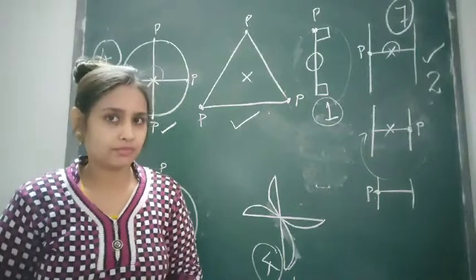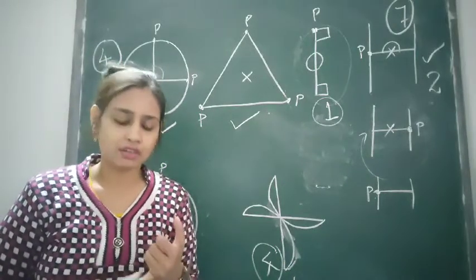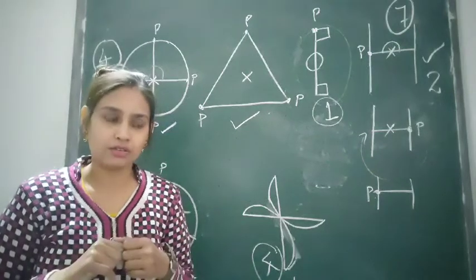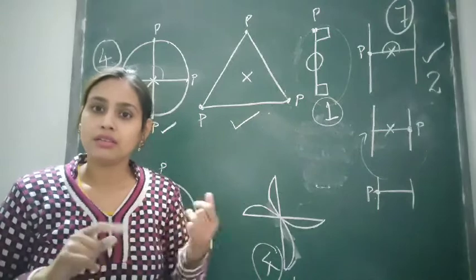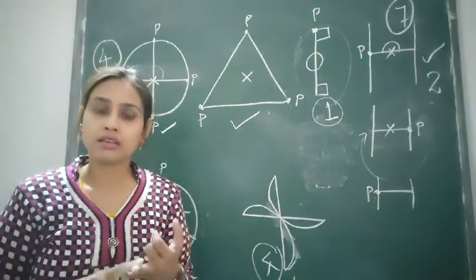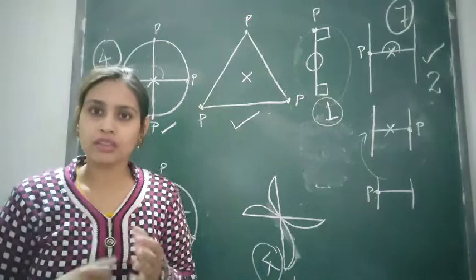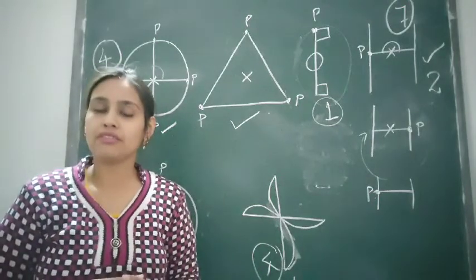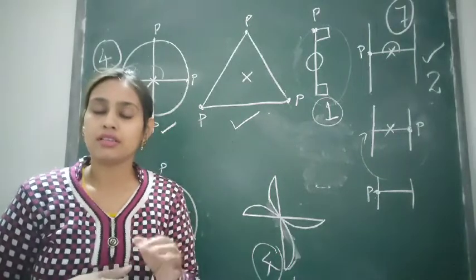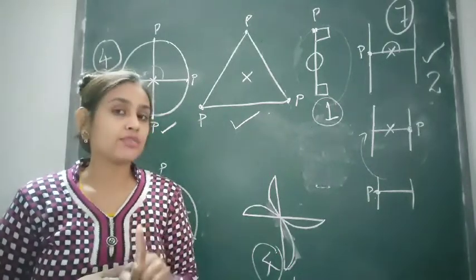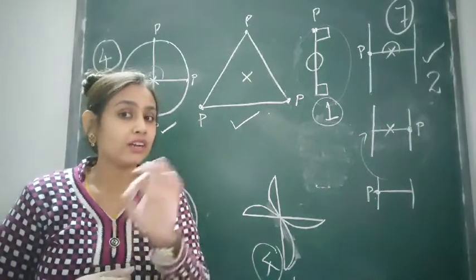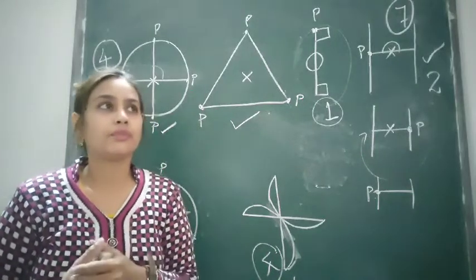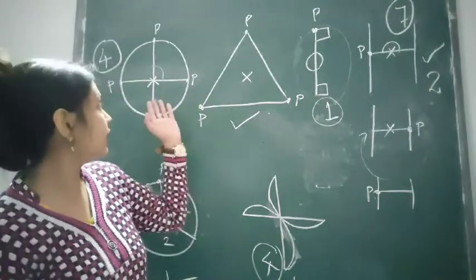And some have both. Some have both means line of symmetry also and rotational symmetry also. Like for example, equilateral triangle, circle, square. Okay, all these figures, they have rotational symmetry also and they have line of symmetry also. Okay, and the figures which have only and only line of symmetry and no rotational symmetry, that is, you can say the rectangle or any figure you can take from here.